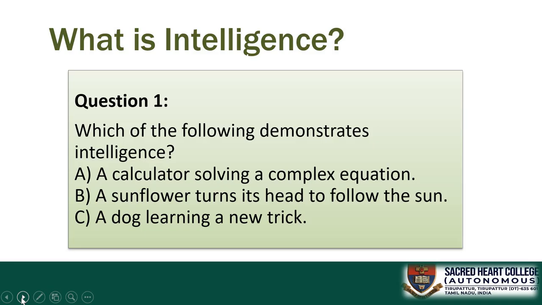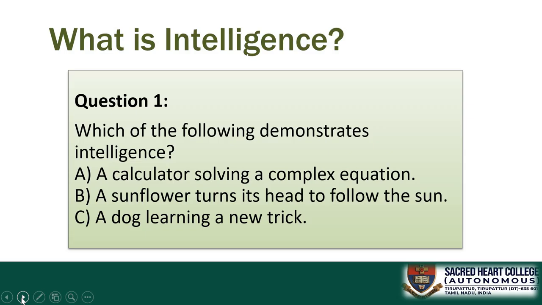Okay, so let's analyze each option. When I consider option A, a calculator solving a complex equation, yes, a calculator follows programmed instructions. It does not learn, so it is not intelligent. So when I go to option B, a sunflower reacts to sunlight due to biological mechanisms because it has phototropism, and this is also not intelligent.